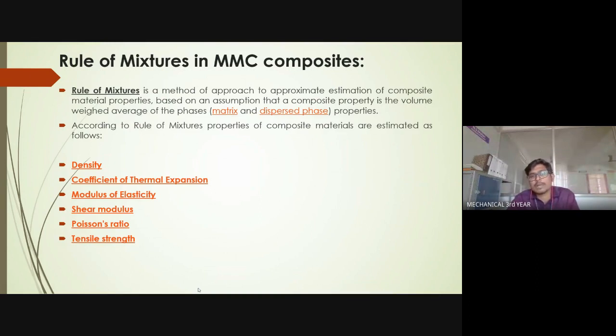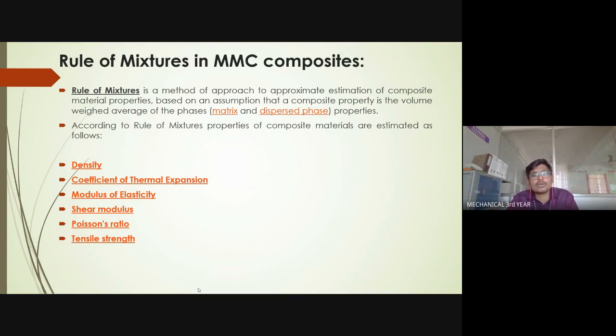Phase is nothing but matrix and disperse phase properties. So what we are going to do is decide what matrix you are going to take, and what amount of matrix you are going to mix with your reinforcement. That estimation has to be done well in advance before producing a component in this particular case.